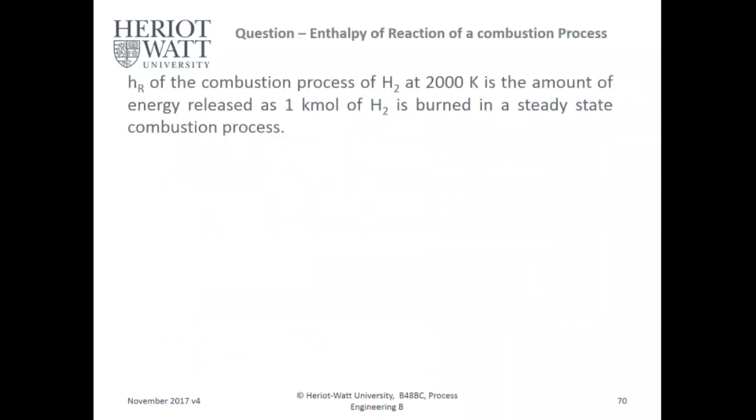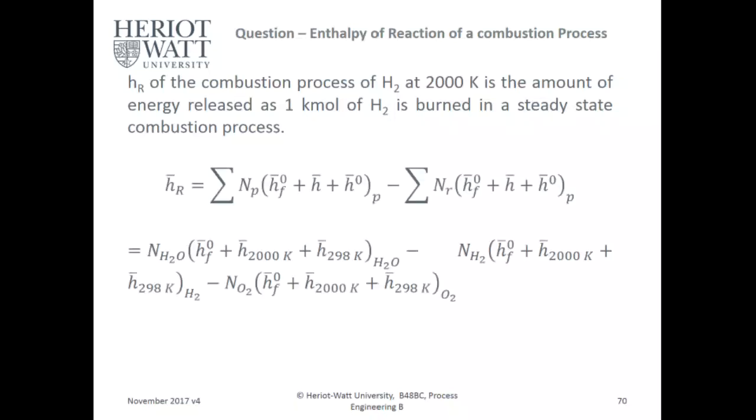All right. HR of the combustion process of H2 at 2000 Kelvin is the amount of energy released as 1 kilomole of hydrogen is burnt in a steady state combustion. Right. So HR equals the summation of the moles of products multiplied by HF plus H minus H0, minus the sum of NR multiplied by HF plus H minus H0, right?